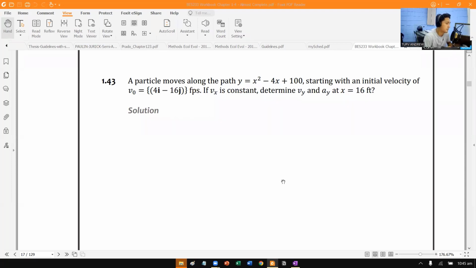Okay, so this is the third problem. Let's read. A particle moves along the path y equals x squared minus 4x plus 100, starting with an initial velocity of 4i minus 16j feet per second. If Vx is constant, determine Vy and Ay at x equals 16 feet.